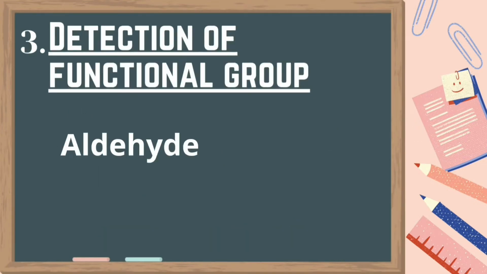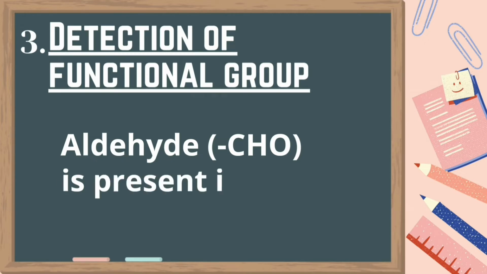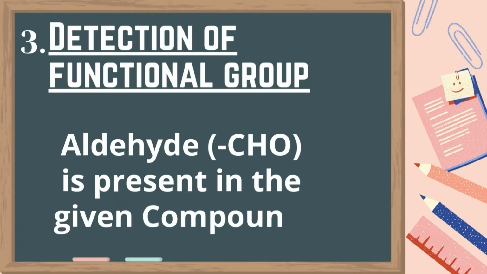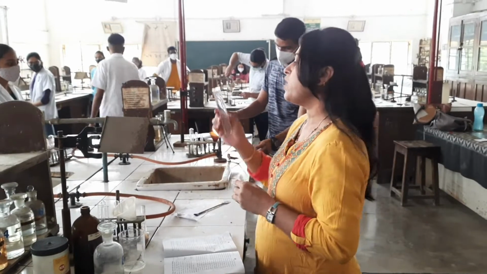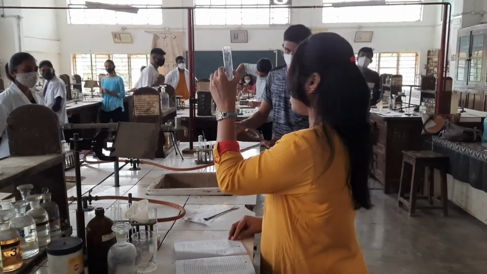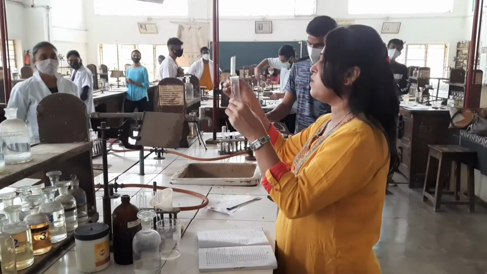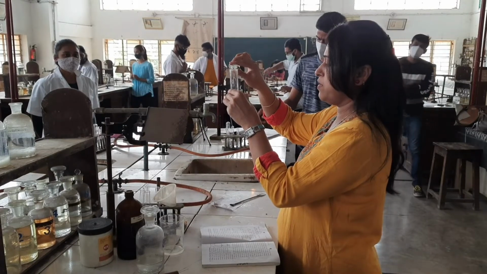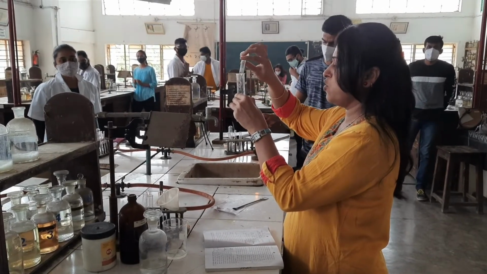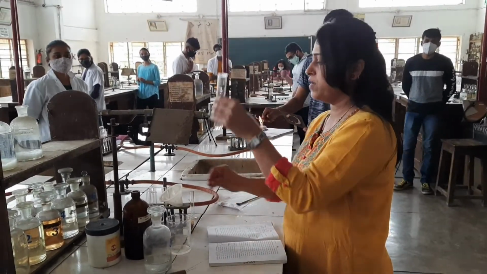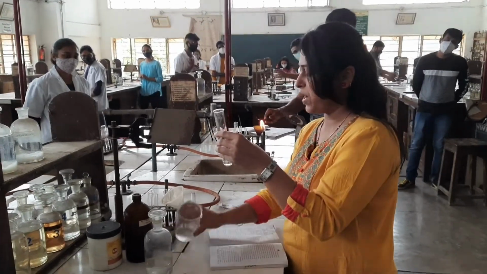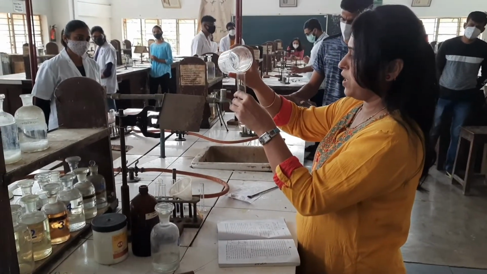Detection of functional group. For the given organic compound, silver mirror test for aldehyde is positive. So aldehyde group is present in the given compound. Let's do the test on the table. Now we are doing silver mirror test, and for this test you will need 2 ml of silver nitrate solution, near about 2 ml. After that you have to add 2 drops of NaOH.